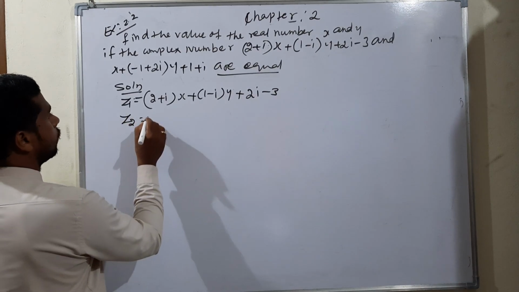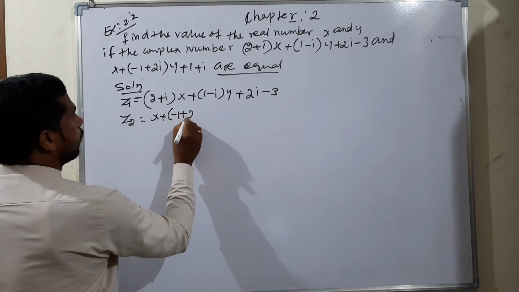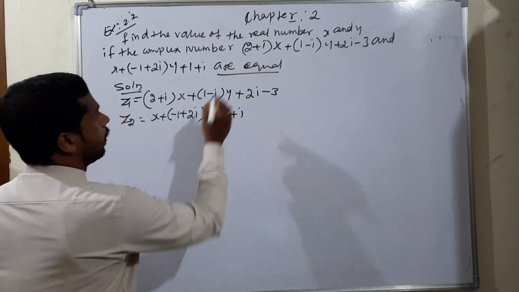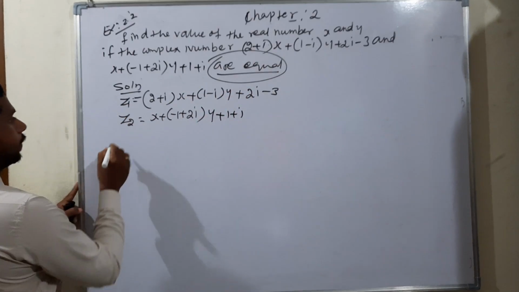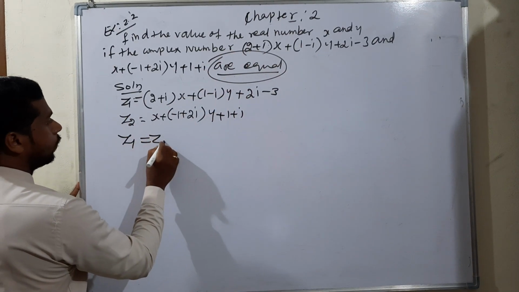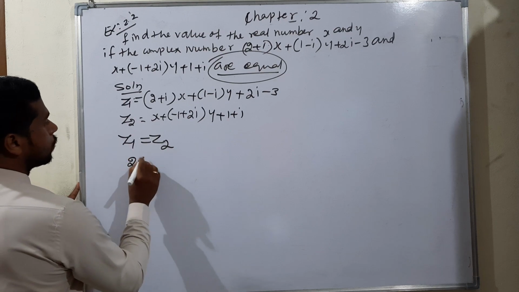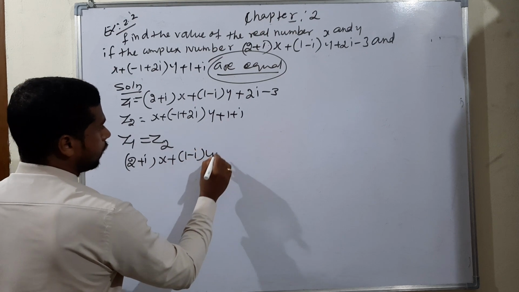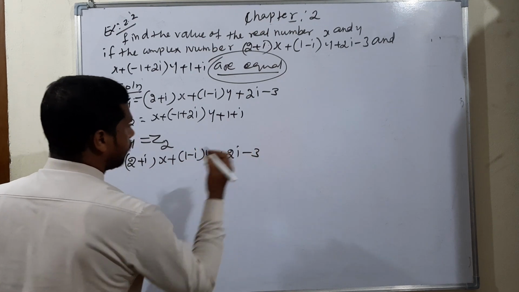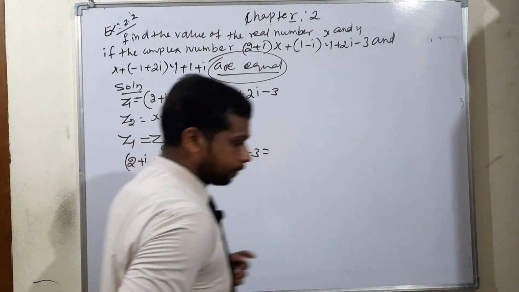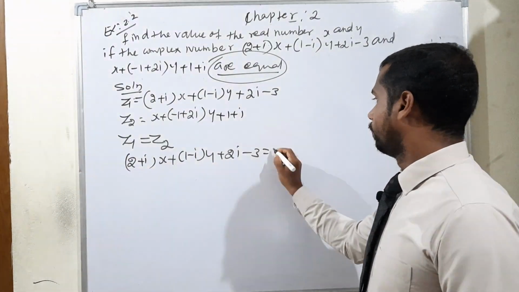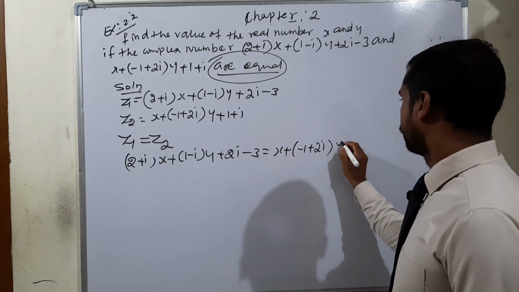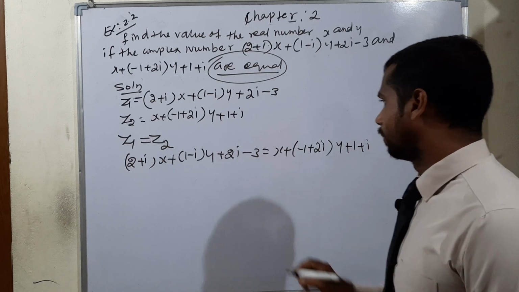Then Z2 is equal to (x - 1) plus 2i outside y is there, plus (1 + i). The condition is also given clearly, they are equal, isn't it? Therefore, we can write now Z1 is equal to Z2. What will happen? So, (2 + i) into x plus (1 - i) into y plus 2i minus 3 is equal to (x - 1) plus 2i into y plus (1 + i).